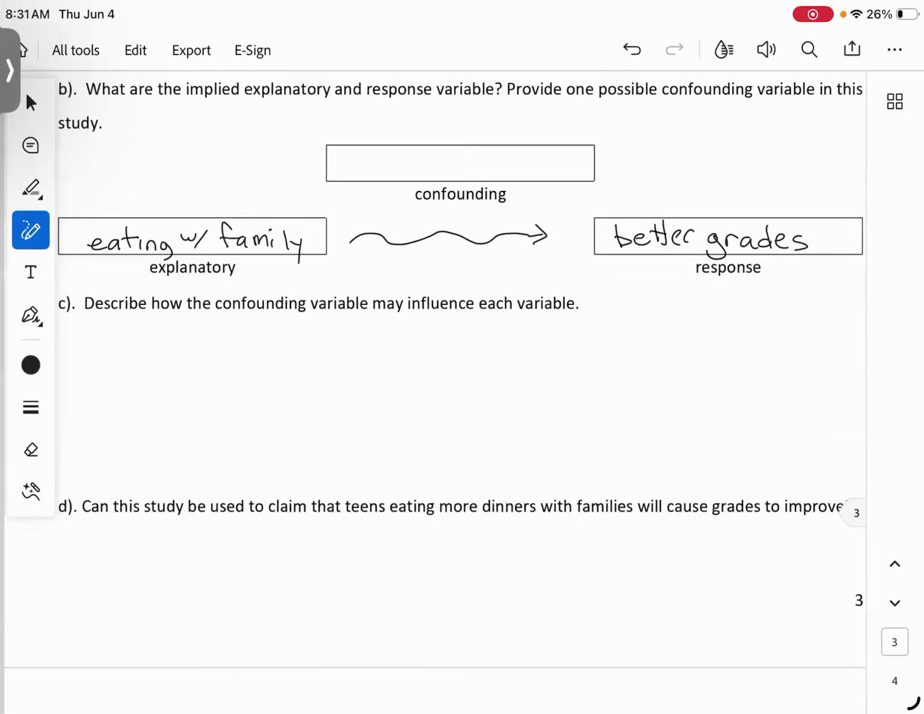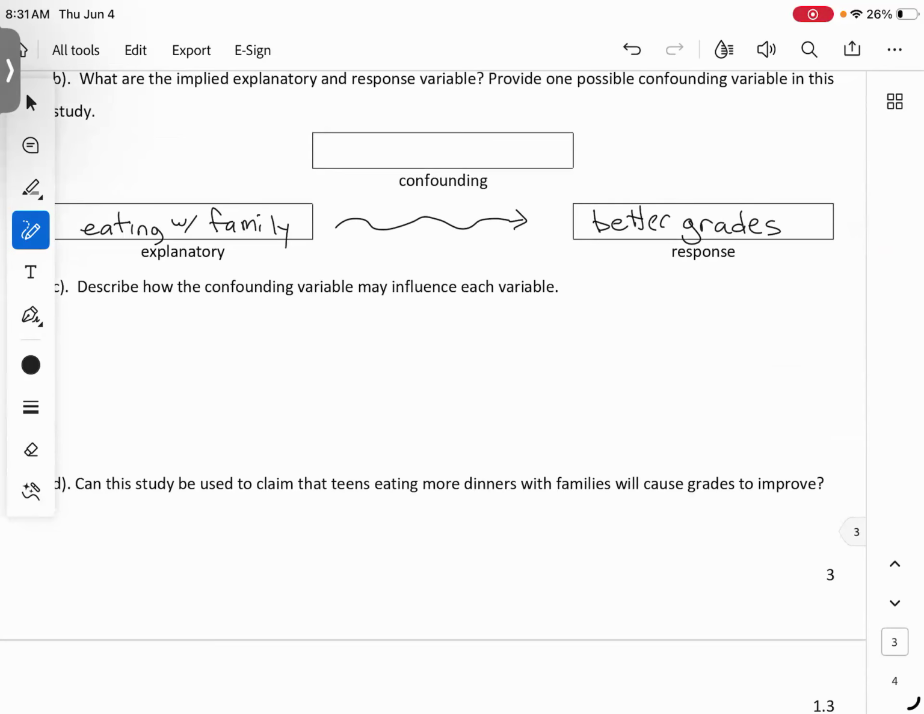And then I'm also going to go ahead and just spoil part D. Can they use this study to claim that teens who eat more with families will cause their grades to go up? No, can't do cause and effect. And again, if asked to explain why, you could say it was only observational.